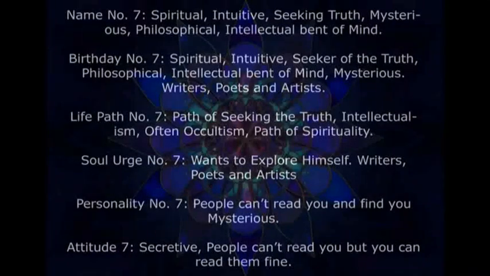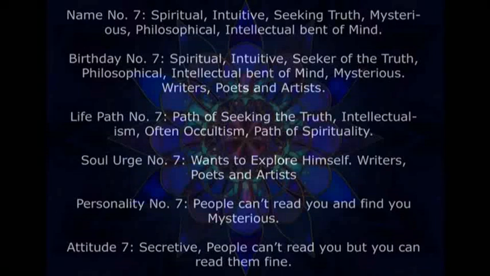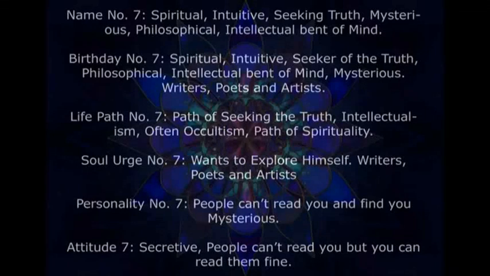Name 7 or birthday 7 shows a spiritual bent of mind. It shows that the person is very philosophical and intellectual by nature. Loads of writers, poets, and artists are seen with this number. Life path 7 is the path of intellectualism or seeking the truth. It can also be a path of spirituality.